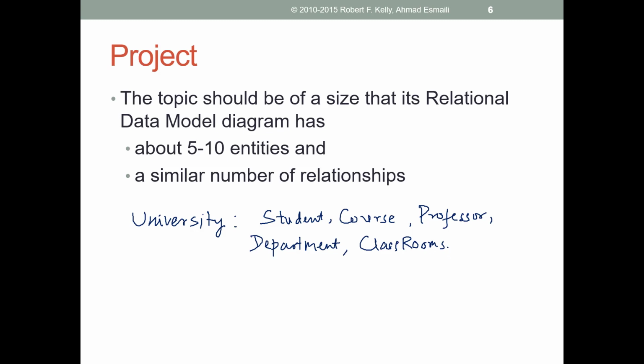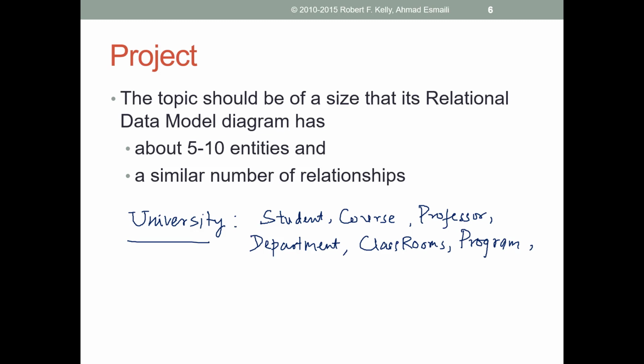If you spend more thought, you might get even more, right? So let's think about the sixth one. The sixth one could be programs. Programs means undergraduate program, graduate program. So that's another entity that you can think of. All right. So in this case, like university, it is easy to find entities, right?